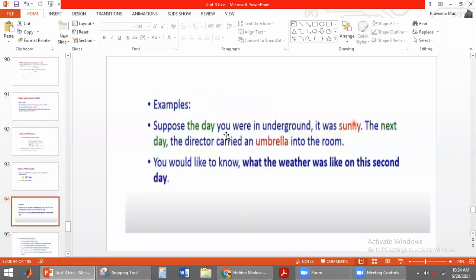Suppose the day you were in the underground, it was sunny, so the director did not bring an umbrella. The next day, the director carried an umbrella into the room. So you would like to know what the weather was like on this second day. This condition gives us what is called a hidden Markov model.